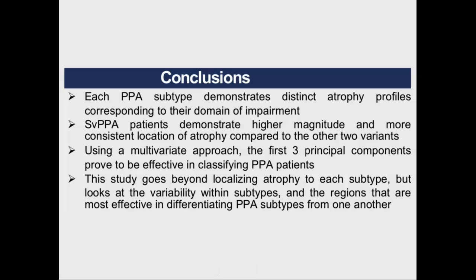And to conclude, we have shown that each PPA subtype has distinct cortical atrophy characteristics, and that using multivariate methods, we demonstrate cortical areas important for differentiating the three subgroups. And we find that the three largest sources of variance correspond to the three subgroups in the sample. Lastly, using the principal component weights, an SVM classifier can be trained to predict PPA subgroup.